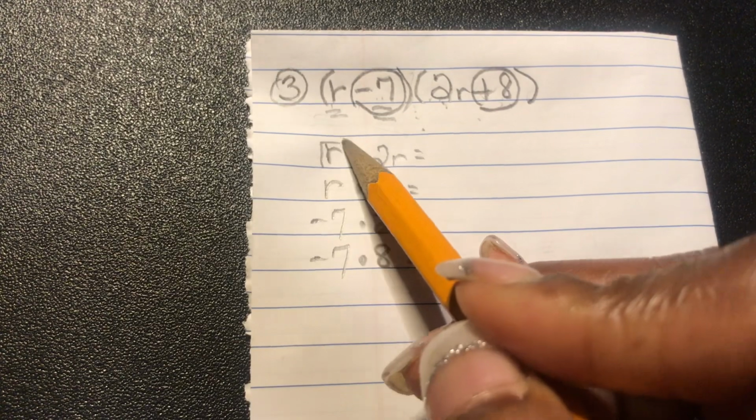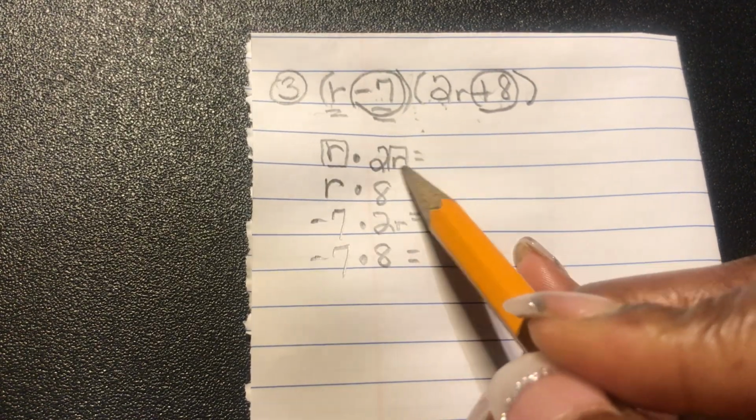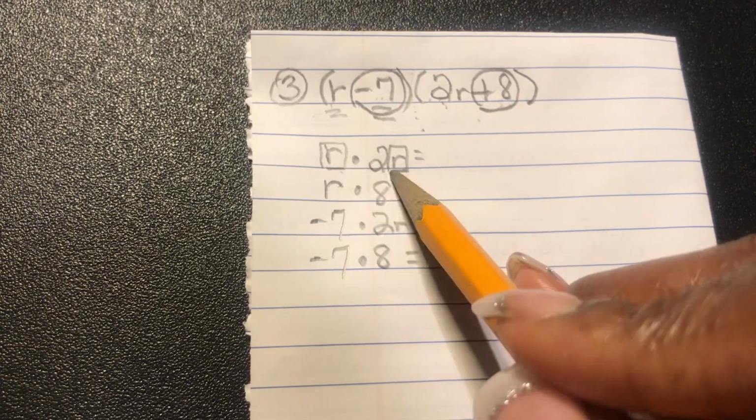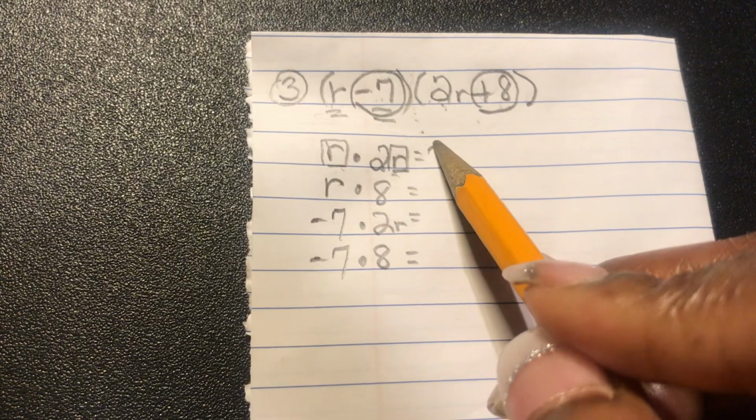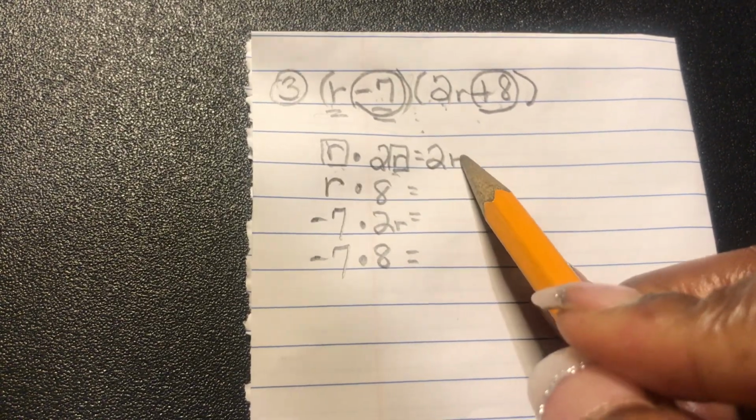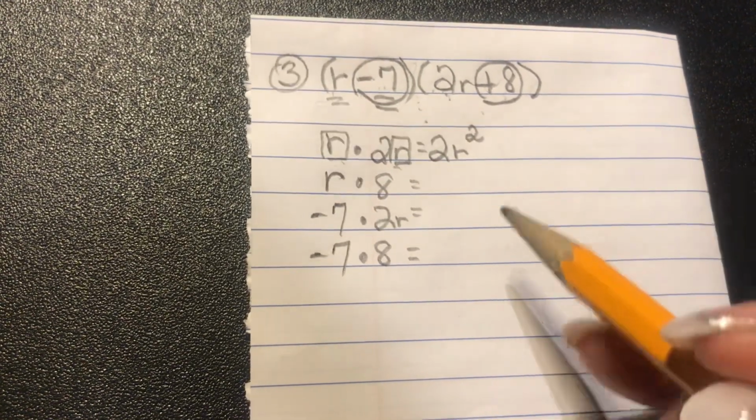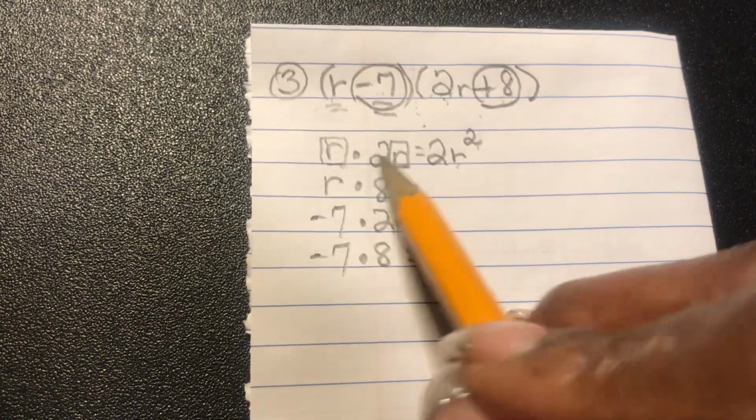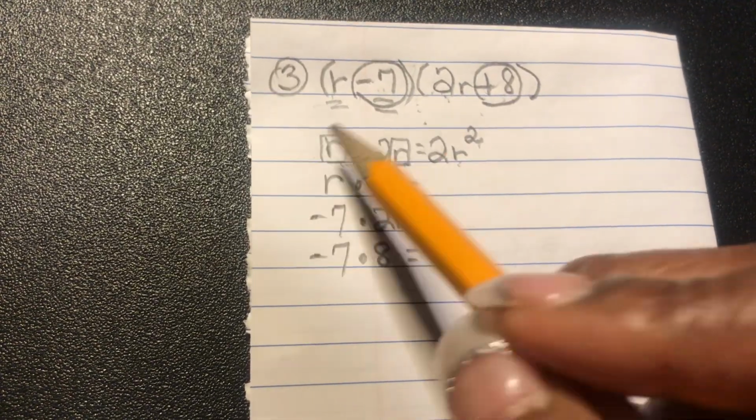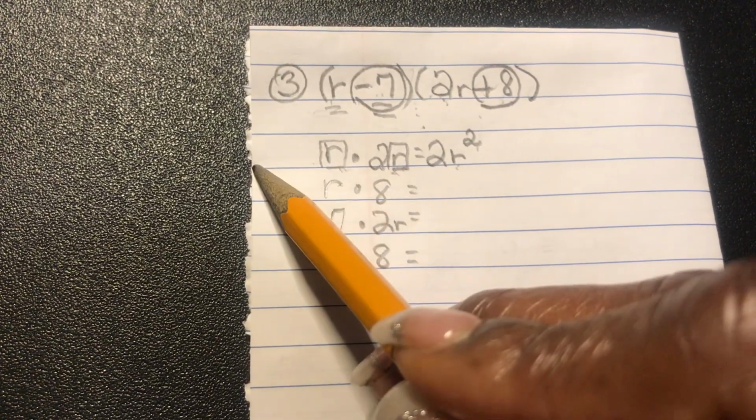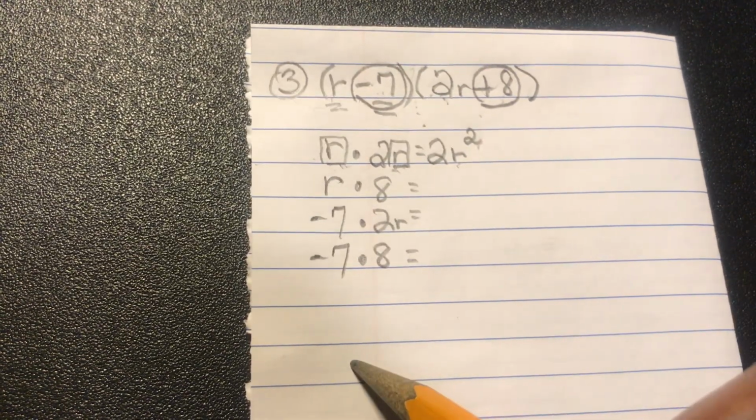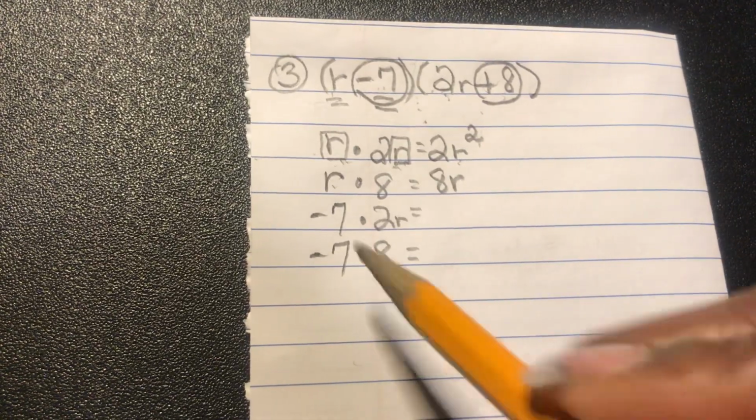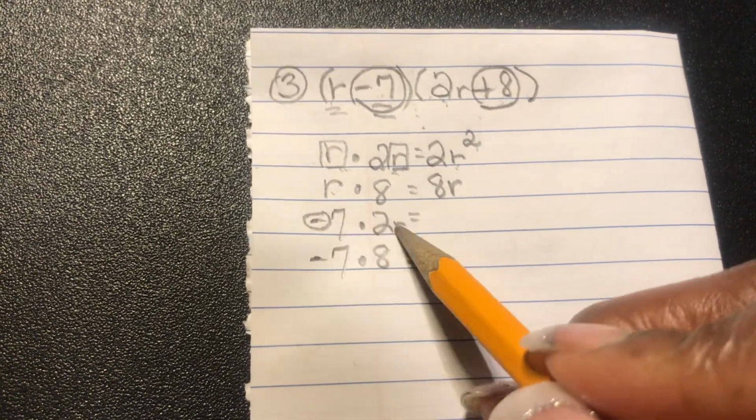Here, I see 1, 2 r's. So when we multiply, we tell how many r's we multiply together. So I'm going to put r with a little 2 in the air. That is the exponent. The exponent tells you how many times we multiplied r together. If there were 3 r's, it would be r to the third. If there were 4 r's, it would be r to the fourth. Here we have 8 times r, which is 8r, and just 1 r. We have a negative 7 times 2r.